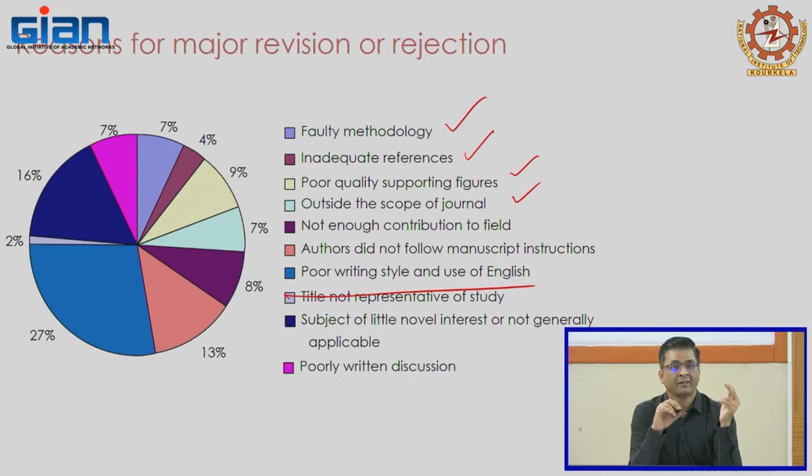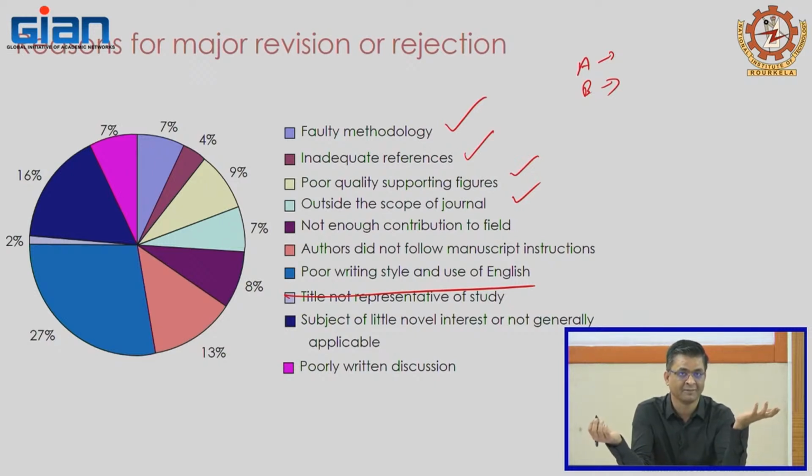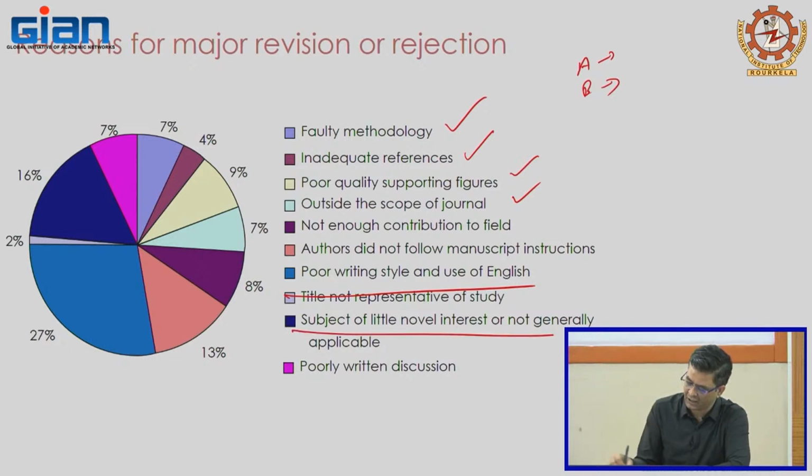For example: A treatment was higher compared to B, but it was statistically insignificant. What does it mean? Either it is higher or it is lower. You talk based on statistics. Now again, subject of little novel interest, not generally available, poorly written discussion.